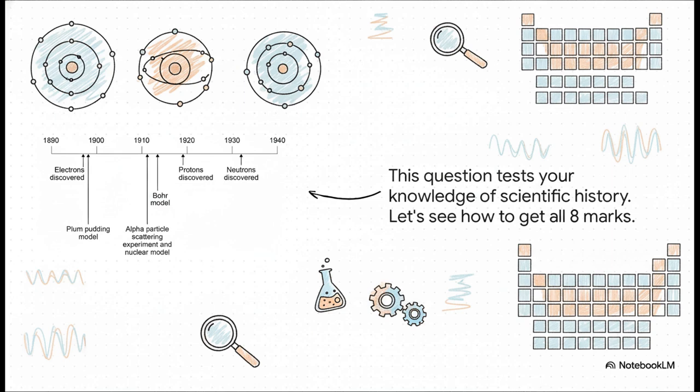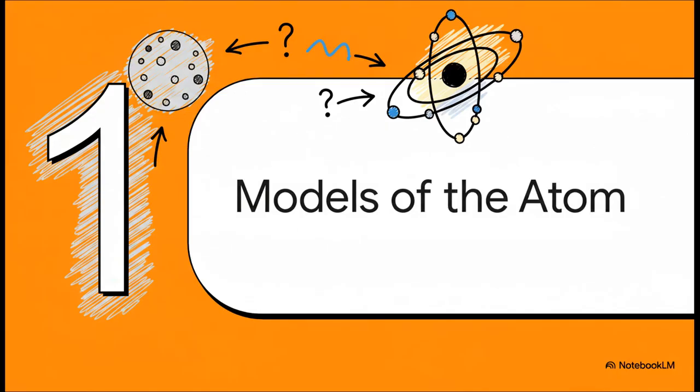This is question 05. It's an 8-marker, which is a pretty hefty chunk of points. And it's all about the history of science, really. We're talking about how our ideas about the atom and the periodic table have changed over time. And that's key. It's not just about memorizing facts, it's about understanding the story of science. Okay, so the first part of the question takes us way back. It wants us to compare two pretty old models of the atom. It's a classic compare and contrast, really.